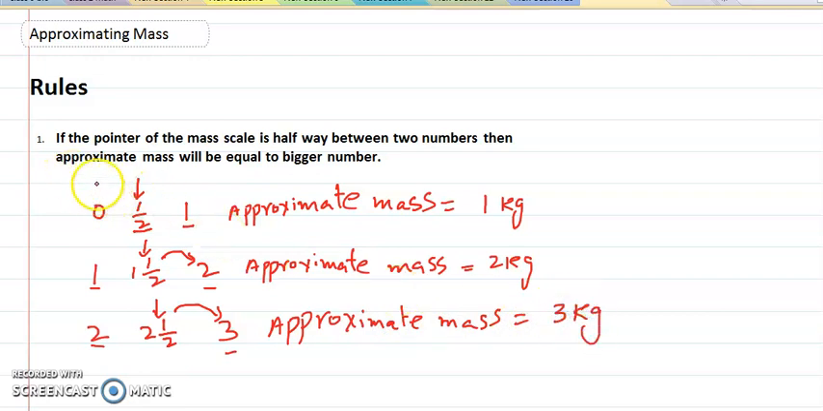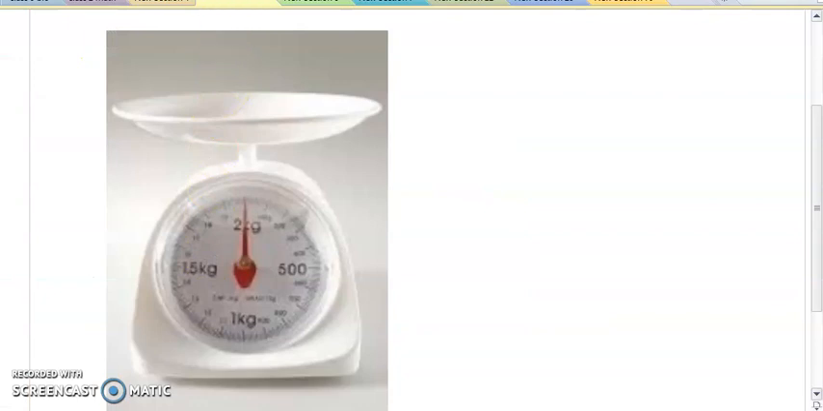So now I think this rule should be clear, that if the pointer of the mass scale is halfway between two numbers, then approximate mass will be equal to the bigger number. For example, if the mass scale is showing the reading exactly on a number, there is no need to approximate because it is already exactly on the number. So approximate mass will be exactly equal to that number.